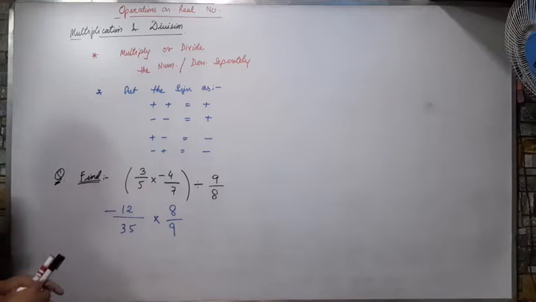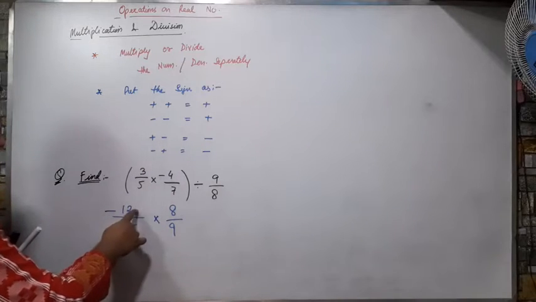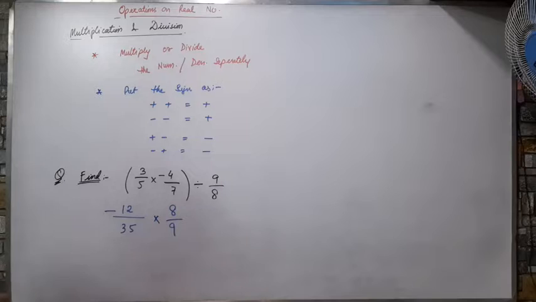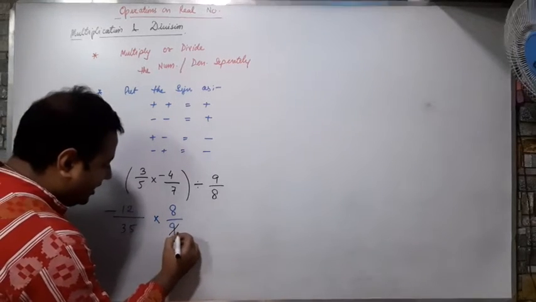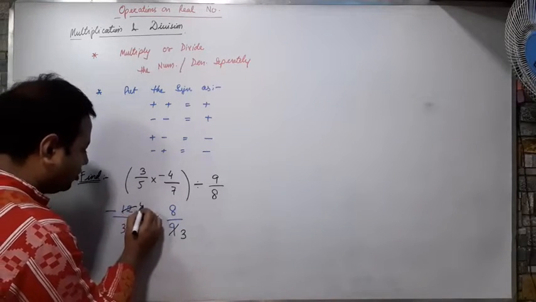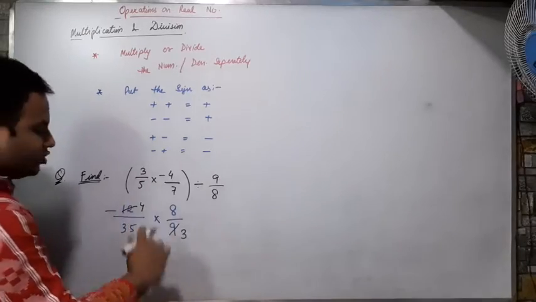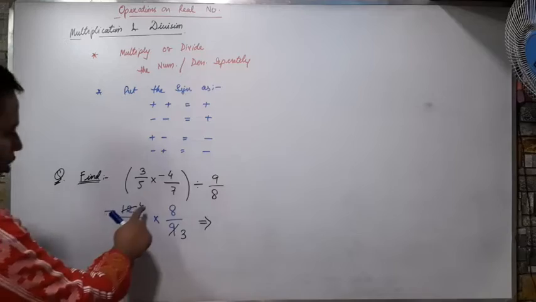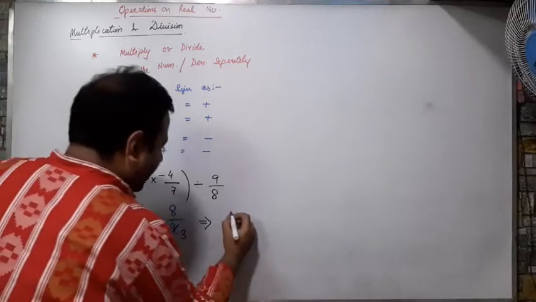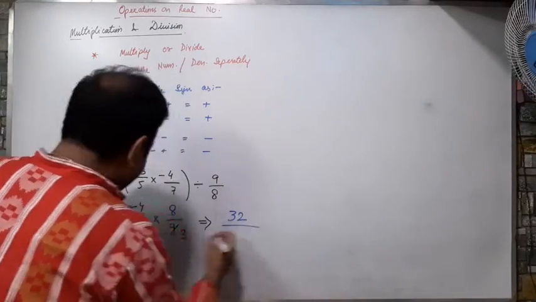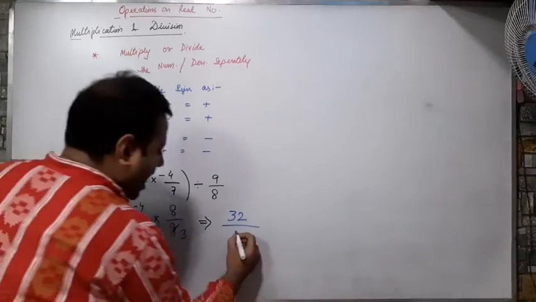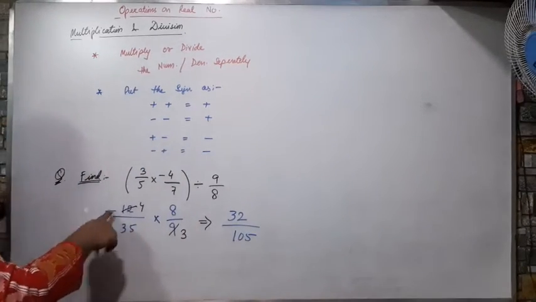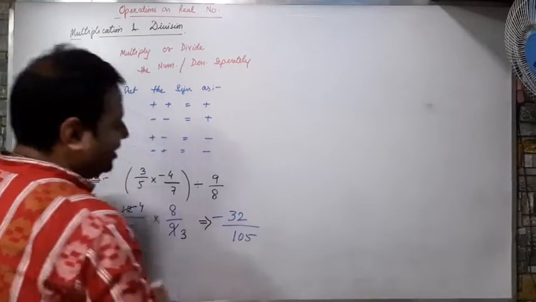Correct? So what will I get? I can easily see that 12, 8 is before multiplying, so I can easily solve it. I am getting here 3 3s are 9 and here 3 4s are 12. Everything else is not possible. So what will the result be? 4 8s are 32 and 35 3s are 105. And now the sign here is negative, here is positive, so the sign will again be negative.